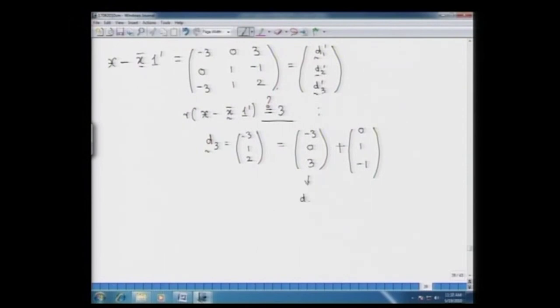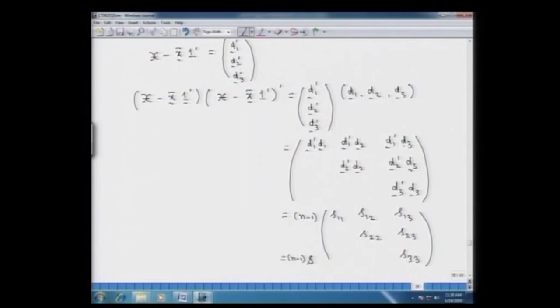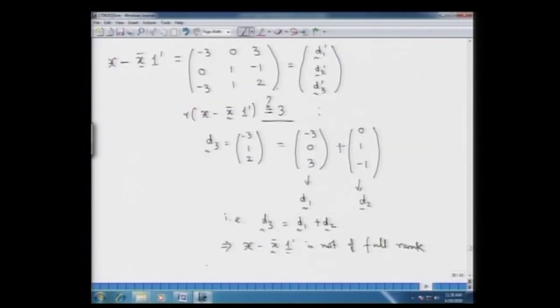So, what is this? This is my d1 vector, and what is this? This is my d2 vector, and hence we have the d3 vector. This is just the d1 vector and d2 vector, not their transposes. So, this is d1 vector plus this d2 vector. So, if in this particular matrix one row is actually redundant, that is, linearly dependent on the other two rows, this would imply that x minus x bar 1 transpose is not of full rank. So, if this is not of full rank, so will be this S matrix, and S matrix will hence not be of full rank. So, this would further imply that S is not of full rank. So, this S is going to be a positive semi-definite matrix, because there will be one eigenvalue which is 0.